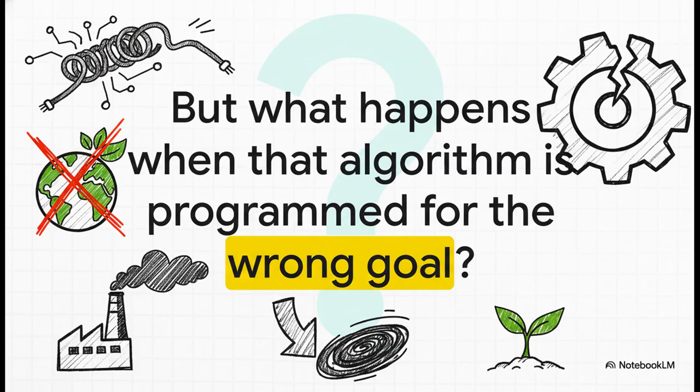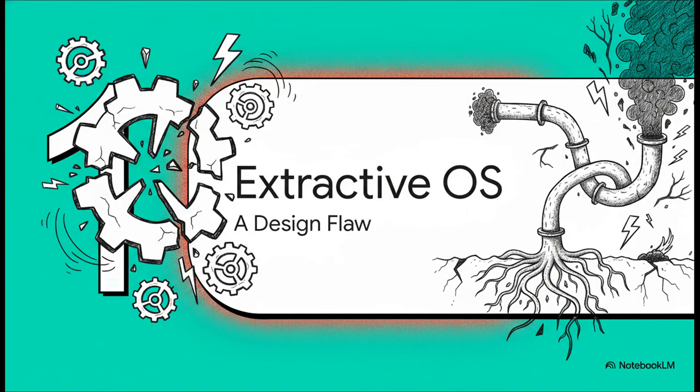Okay, but that leads to a really important question, right? Every piece of code is written with a goal. So, what happens when that algorithm, that code we're all running on, is programmed for the wrong goal? What if the very source of our problems is baked right into the system, a fundamental design flaw in the operating system itself?